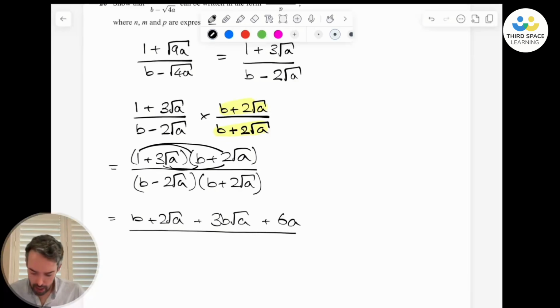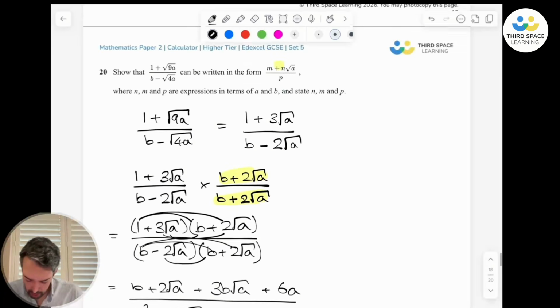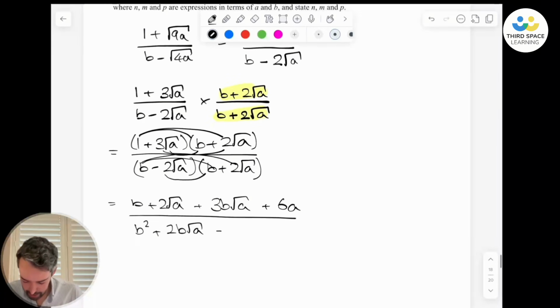Then on the bottom, b times b is b squared. b times 2√a is plus 2b√a. Then negative √a times b is going to be negative 2b√a. And negative 2√a times 2√a is going to be, well, negative 2 times positive 2 is negative 4, and √a times √a is going to be positive a.